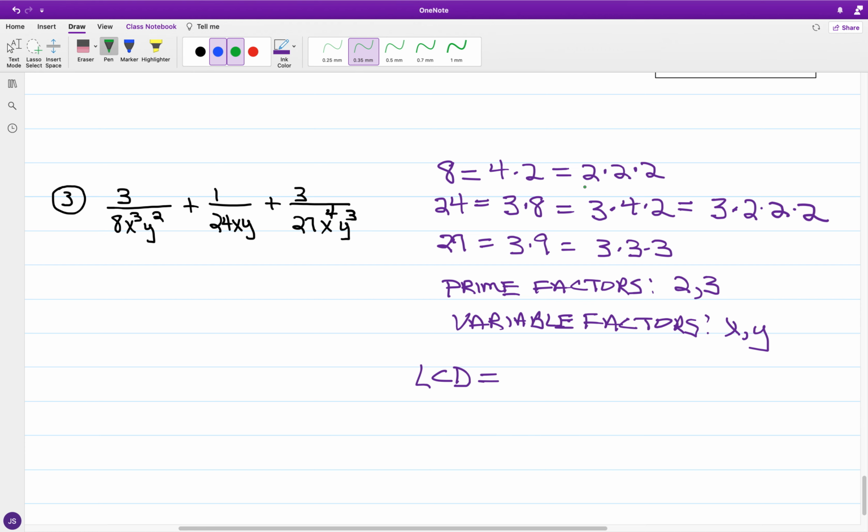So least common denominator. We have 2 times 2 times 2. And with the number 3, it doesn't appear for 8. It appears only 1 time for 24, but it appears 3 times from 27. And with x and y, you're going to go with the highest degree representation of the letters x and y. So we have x, that's going to be x to the 4th. And for y, we have y to the 3rd.